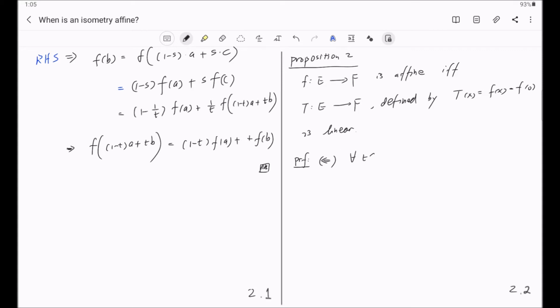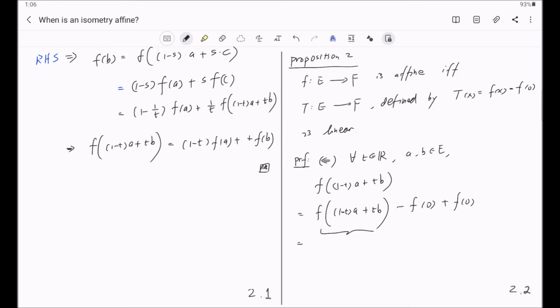For any t in R and a, b in E, f of (1 minus t) times a plus t times b is equal to, let us break this down according to this definition of T. So this is f of this guy minus f of 0 plus f of 0. So this part will correspond to our T.